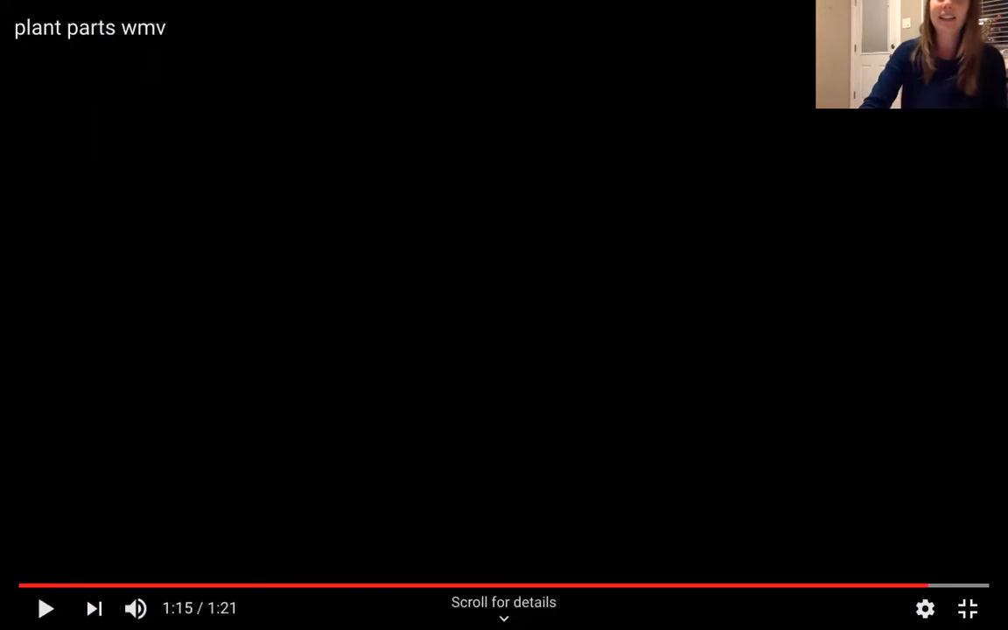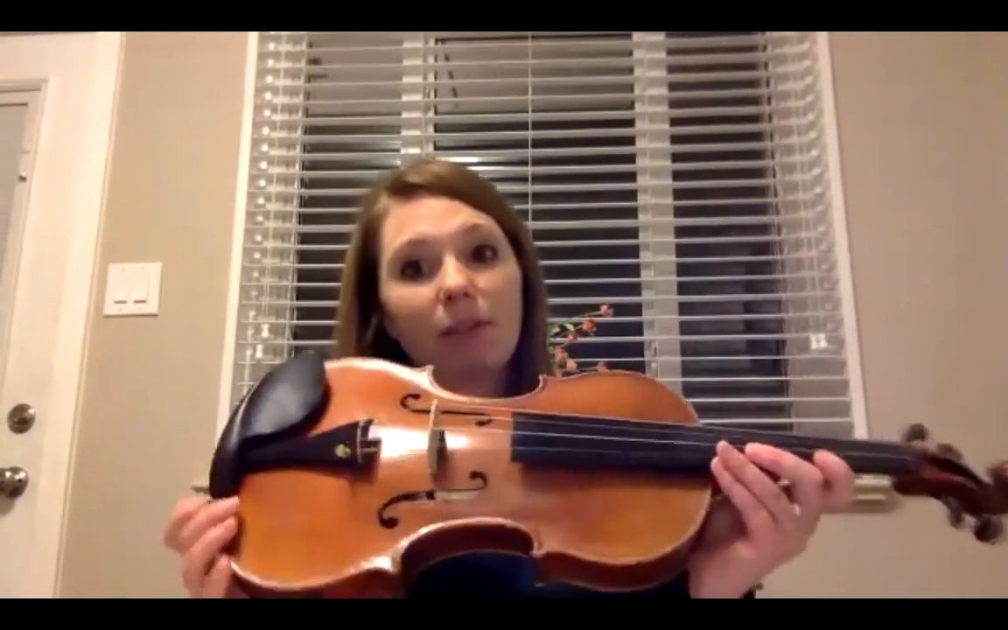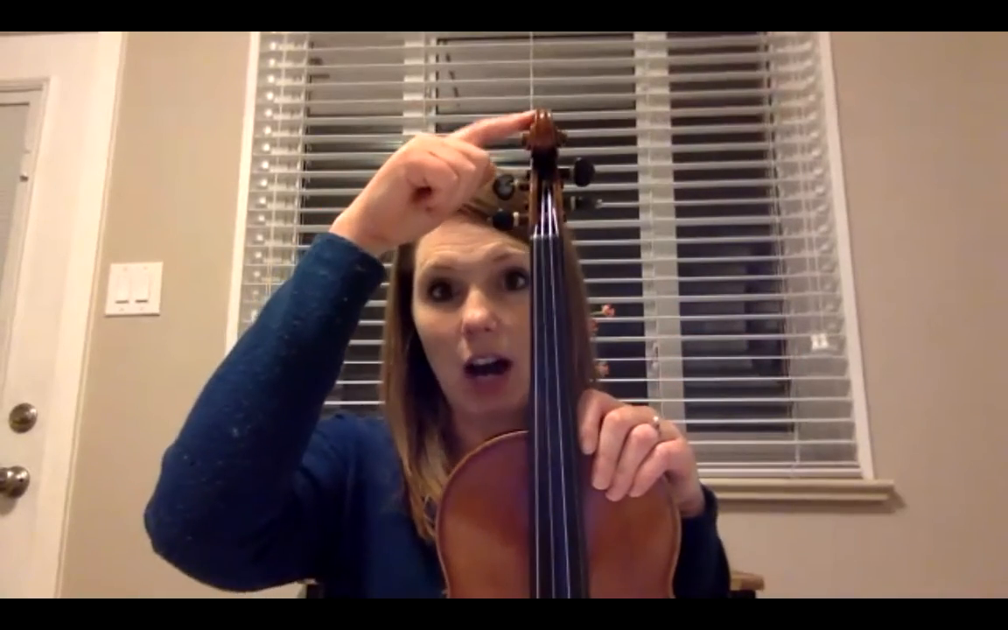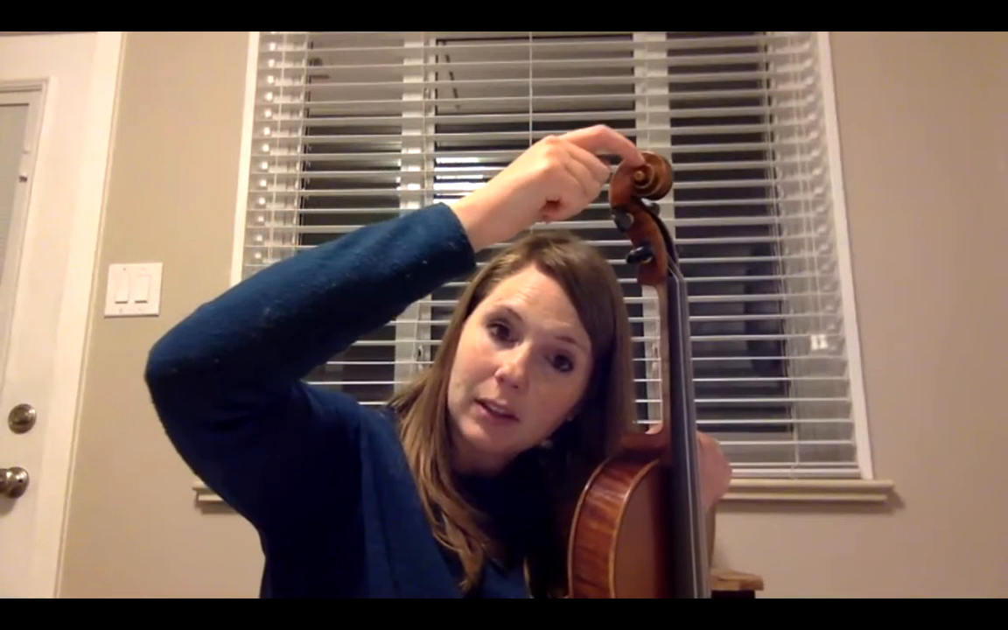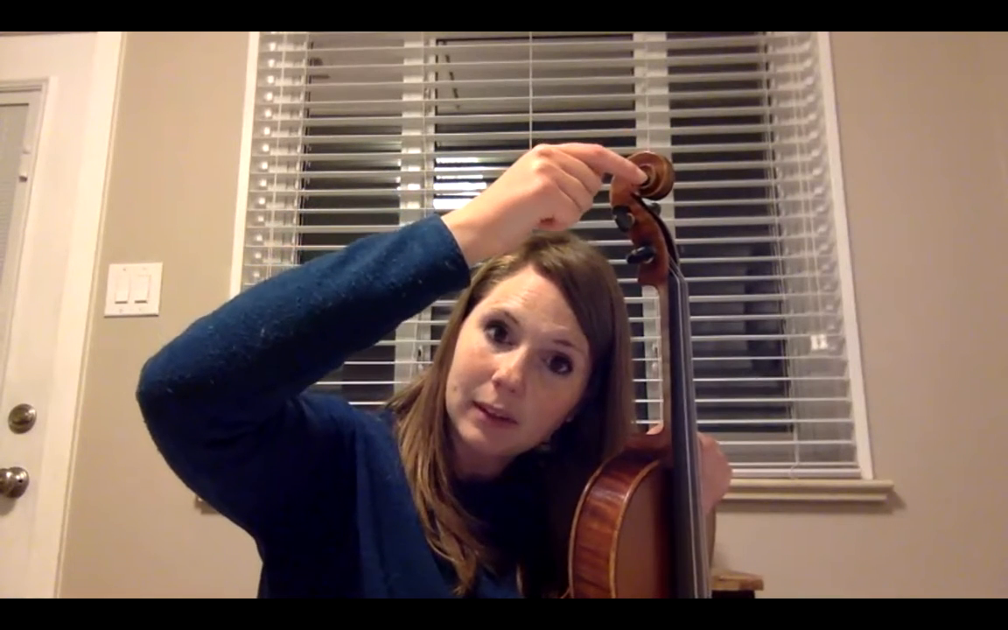Oh my goodness. Okay. Well, just like flowers have different parts, so does the violin. So we're going to take a look at my violin and talk about a few of the different parts. So we're going to start at the top. This is a violin scroll. If you've read about the scrolls in the Bible, this kind of reminds me of what that would be like because it is in a circular pattern.